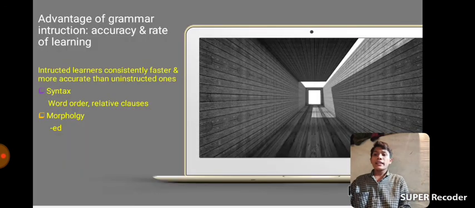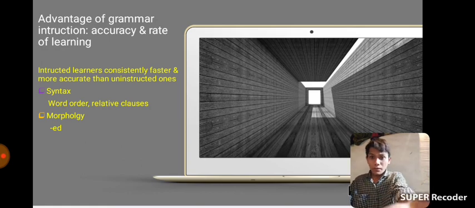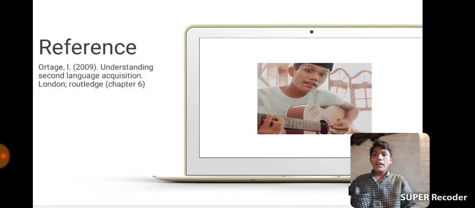Okay, next, the advantage of grammar instruction: accuracy and rate of learning. Instructed learners are consistently faster and more accurate than uninstructed ones. That is in syntax, word order, relative clauses, and in morphology there is -ed. Okay, the references you can see.